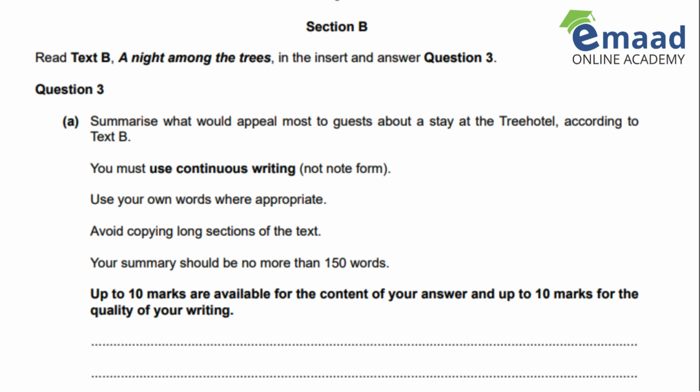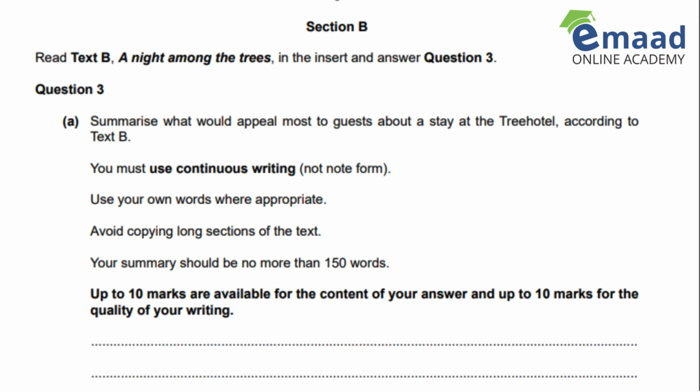Absolutely. In section B, there is a question: read text B, A Night Among the Trees. This text we just read was A Night Among the Trees in the insert, and answer question number 3. Now, question number 3 has two parts. Part A says, summarize what would appeal most to guests about a stay at Tree Hotel according to text B. So this is basically a summary producing task. You have to write a summary of the text.